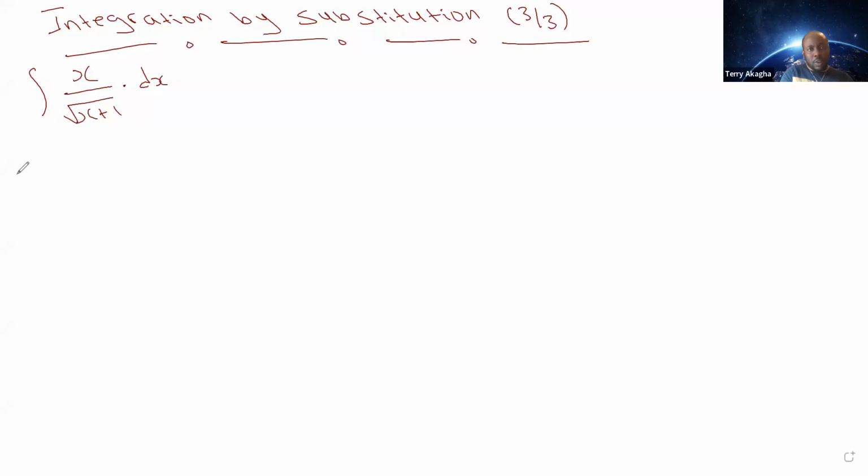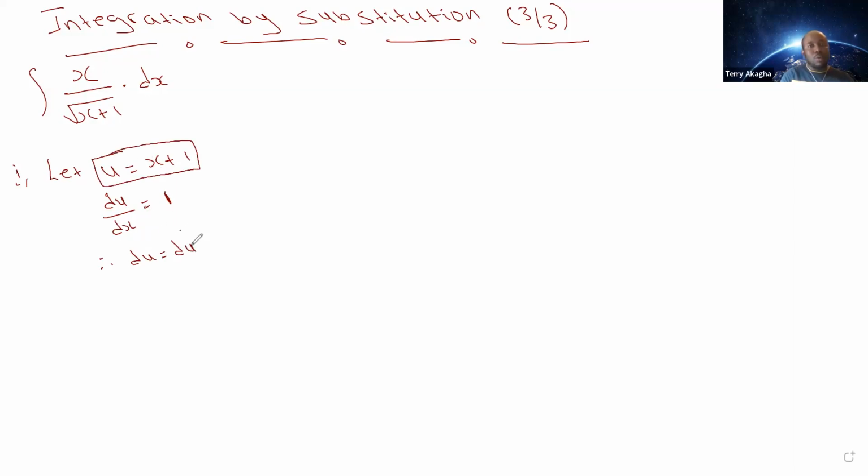So let's go. The first step, like I told you, is to rewrite the equation. I'll use the same letter I used last time, U. Just for consistency, let U be x plus 1. If U is equal to x plus 1, when you differentiate, du over dx is going to be equal to 1. Therefore, du is equal to dx.